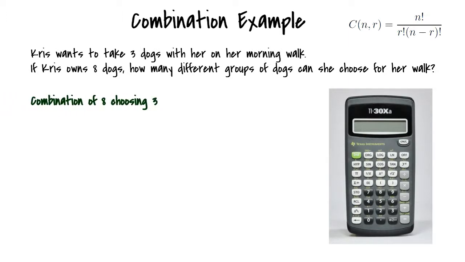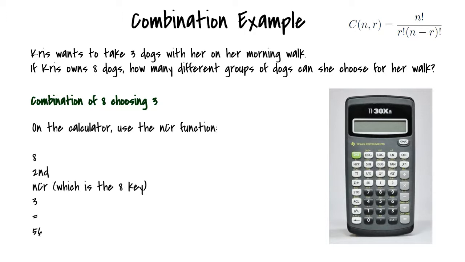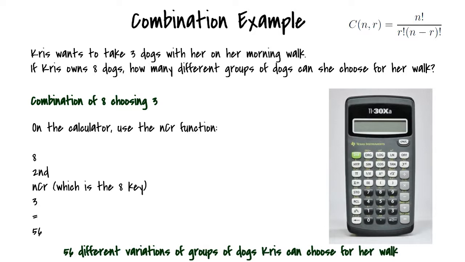You will be using the nCr function on your calculator. Select the 8 button, then the second button, nCr, which is the 8 key, and then the 3 button. This equals 56. There are 56 different variations of groups of dogs Chris can choose for her walk.